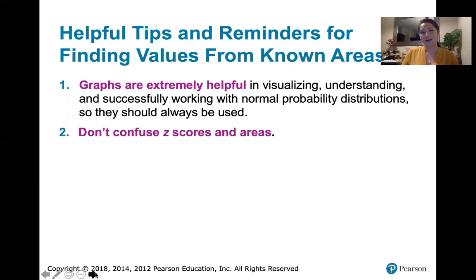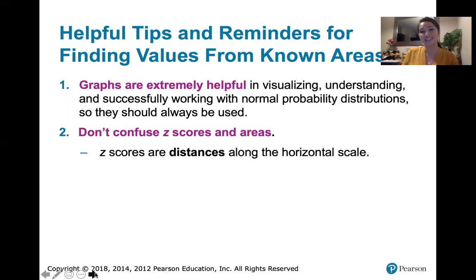Another thing to watch out for is confusing z-scores with areas. That's probably the issue that most students have when they're solving problems in 6.1 and 6.2. Remember, z-scores are distances along that horizontal scale. They're also numbers of standard deviations above or below the mean. And areas are, well, true areas of regions under that probability density function.